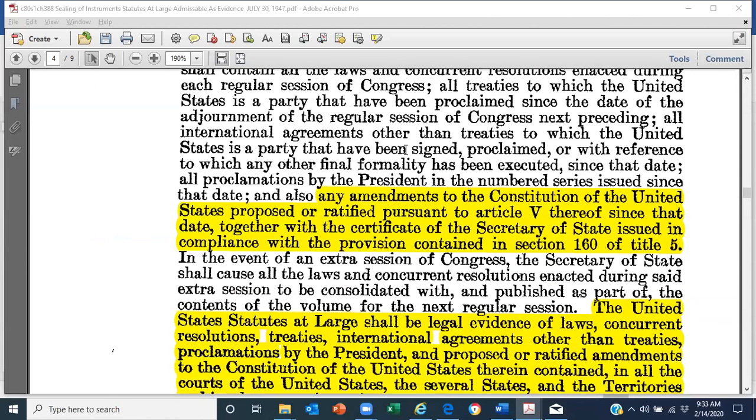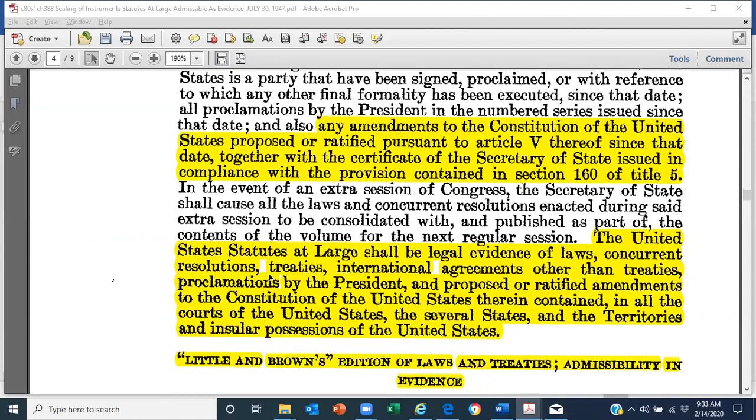112, setting the foundation. You already know what it is. The United States Statutes at Large shall be legal evidence of laws, concurrent resolutions, treaties, international agreements other than treaties, proclamations by the President, and proposed or ratified amendments to the Constitution of the United States, therein contained, in all the courts of the United States, the several states, and the territories and insular possessions of the United States.